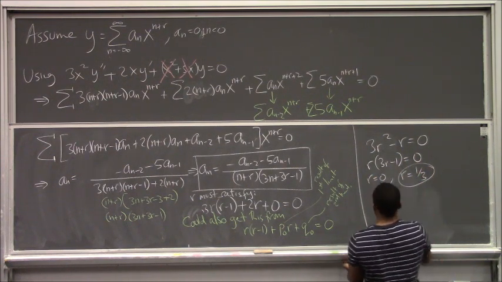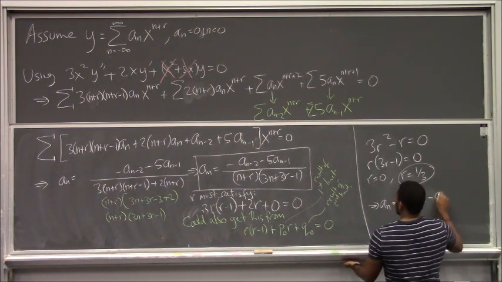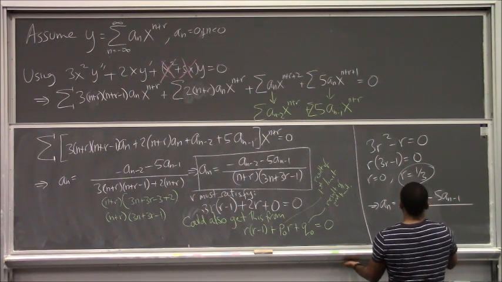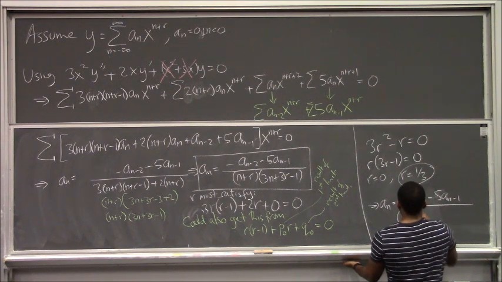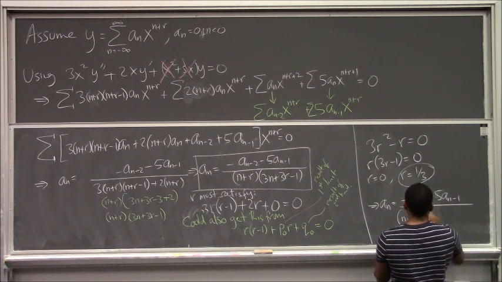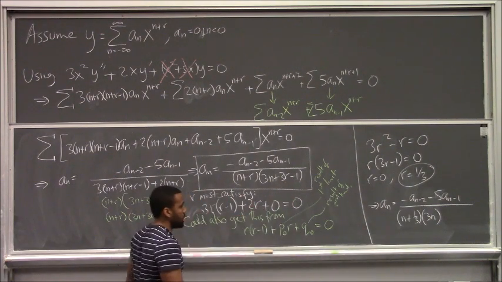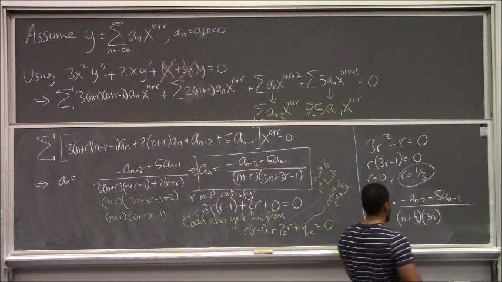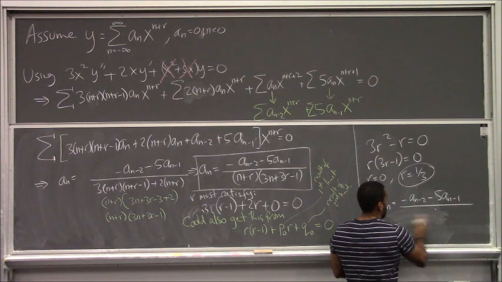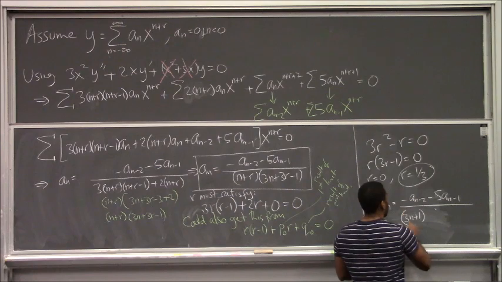This is the larger root, which means I'm going to use my recurrence: a_n equals minus a_(n minus 2) minus 5a_(n minus 1) over (n plus 1/3) times (3n plus 1). Just 3n, right? Because this is going to be 1/3 and that's going to die. Notice that I could also just take this 3 and multiply it in here, so that's ultimately (3n plus 1) times n.